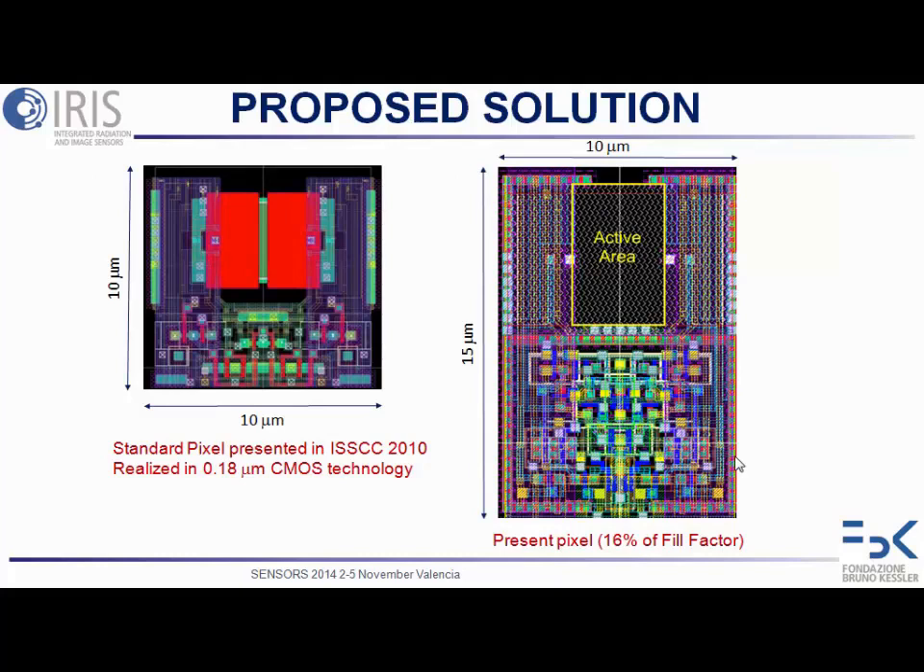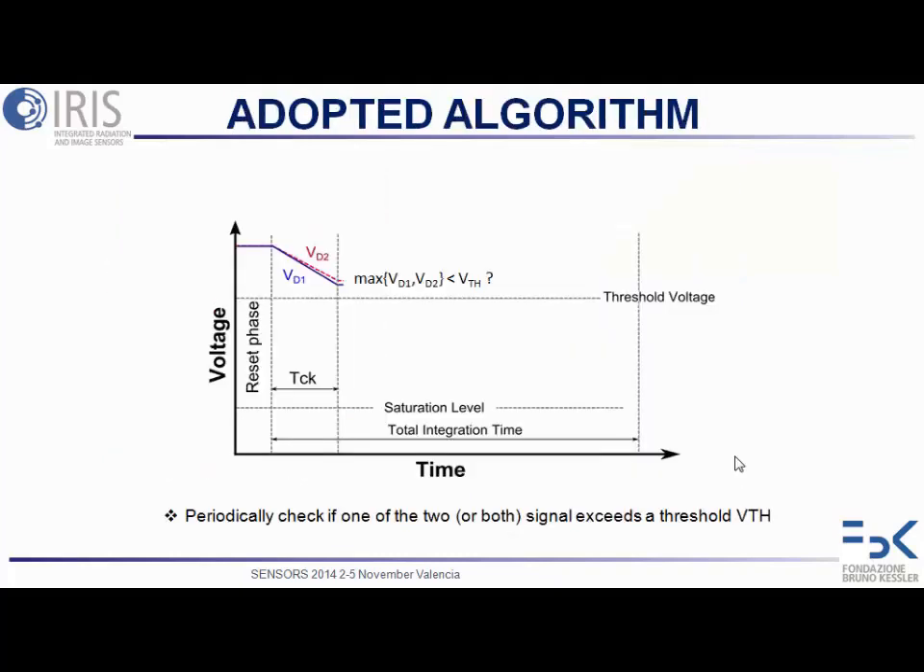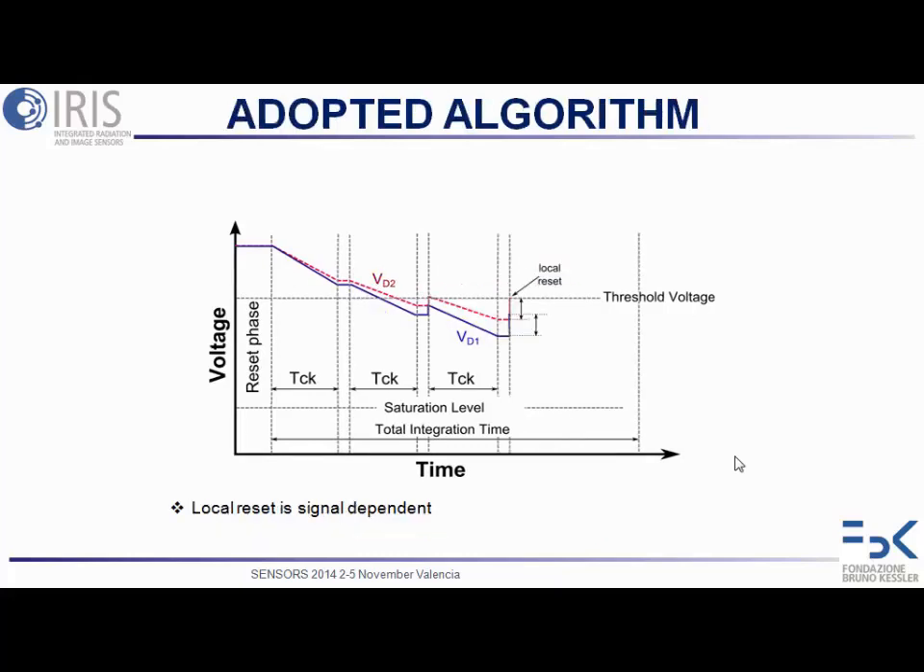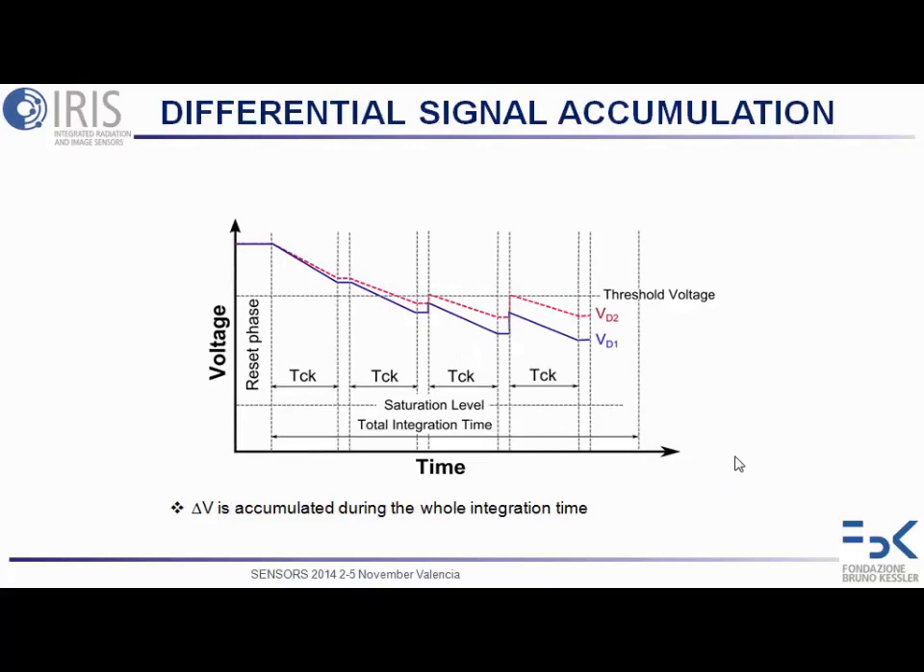To give you an idea, this is the pixel we realized in 2010 using a 0.18 micron technology, and this is the pixel we realized now, adding extra circuitry using the same technology. So what is the idea behind? The idea is to periodically interrogate the pixel in order to see if the maximum between VD1 and VD2, which are the two floating diffusions, is lower than a fixed threshold. Then if this condition is satisfied, we want to apply a refresh operation in order to accumulate the differential signal during the integration time.